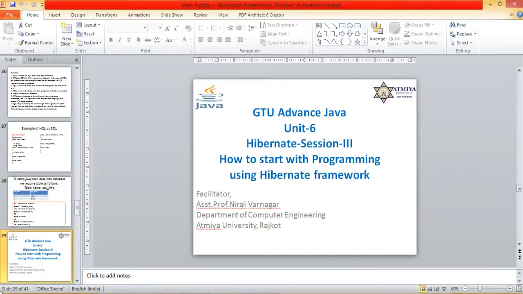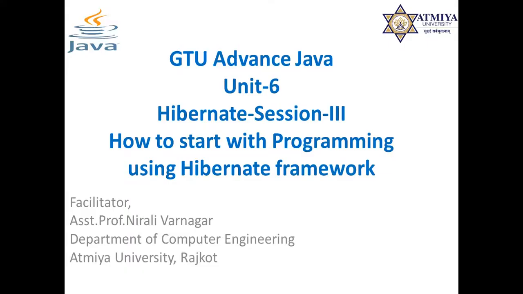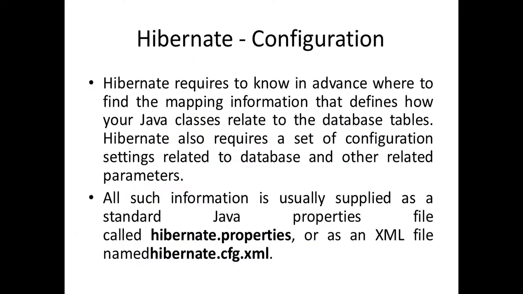So understand. Here we are working with the first file first. It is the Hibernate configuration file. Hibernate requires to know in advance where the mapping information is that defines how your Java class is related to the database table. Hibernate also requires a set of configuration related to the database. So to set the Hibernate properties, we require a file. The name of the file is what?